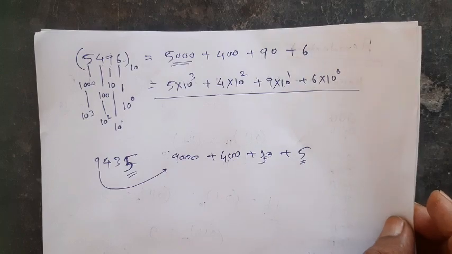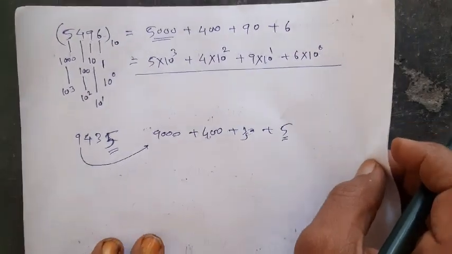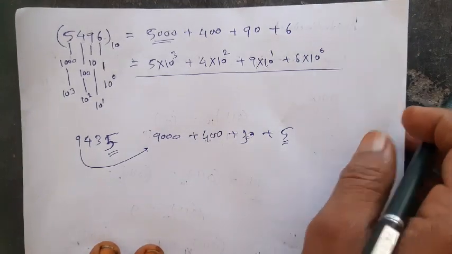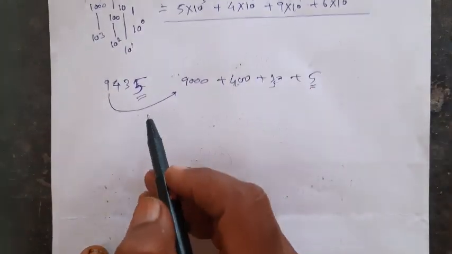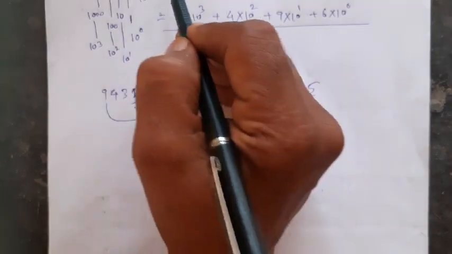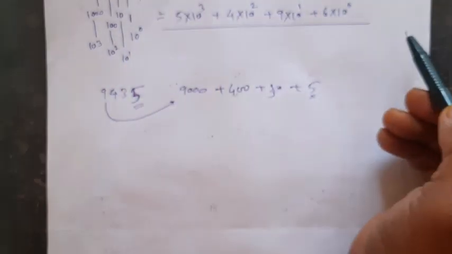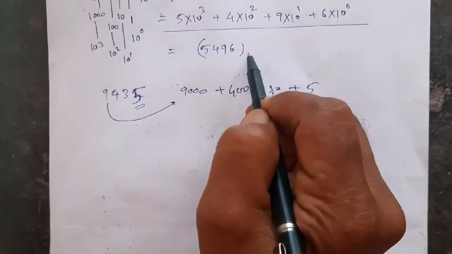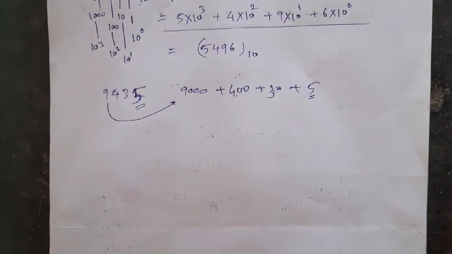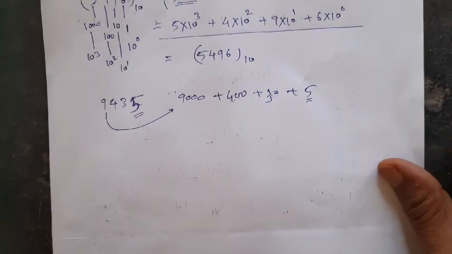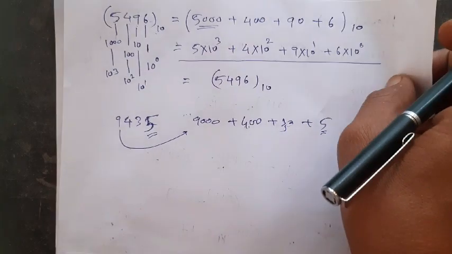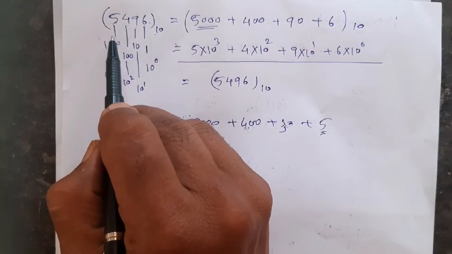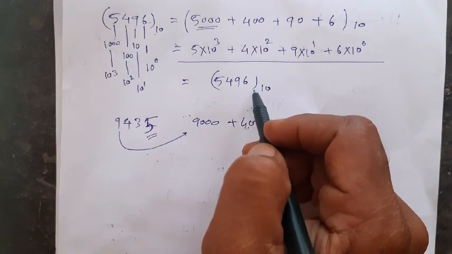Correct? And any number in the decimal number system can be written something like this. And therefore, I can say that if I have to convert a number from the decimal number system to the decimal number system, then the conversion is something like this, and it is 5496 in the decimal number system. Now you may say that this is of no use, because why is there a need to convert a number from the decimal number system into the decimal number system?